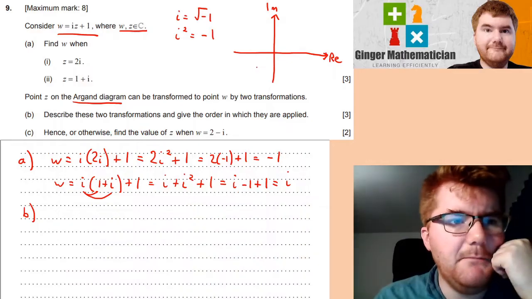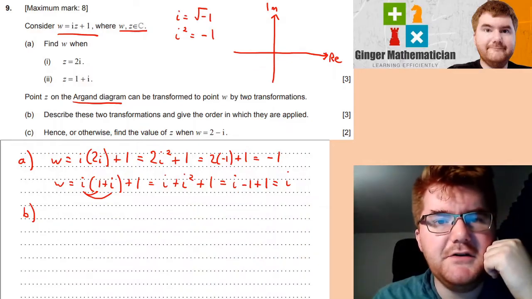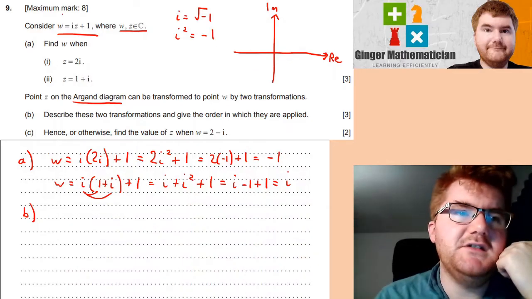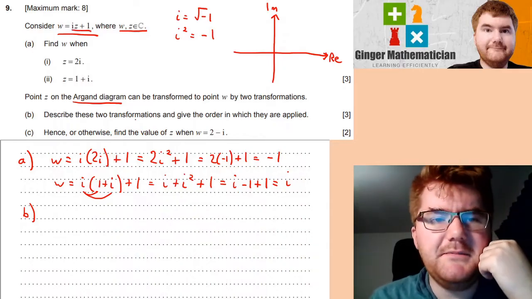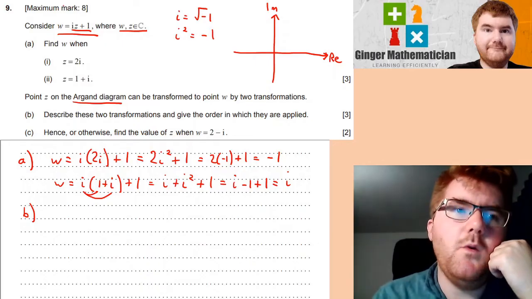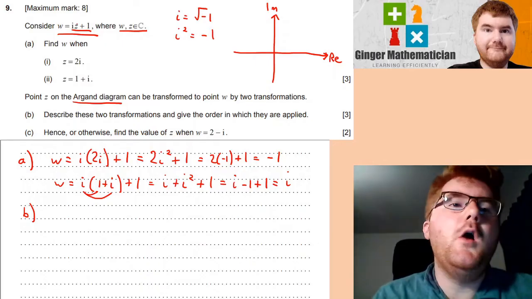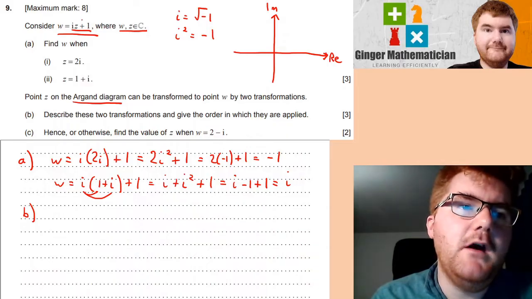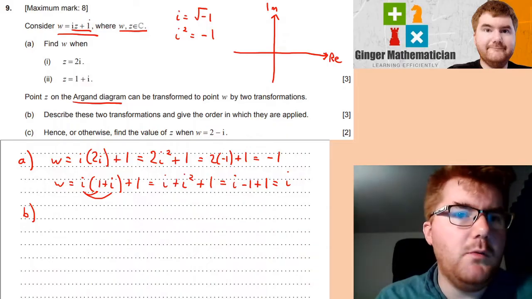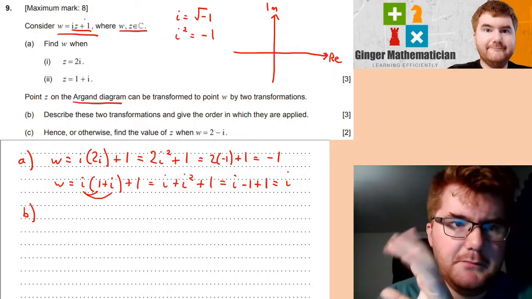And point z can be transformed to point w by 2 transformations. So notice w is equal to iz plus 1. And it wants us to describe the 2 transformations. So what effect does it have when you multiply z by i, and then what effect does it have when you add 1? And remember, we're working with an Argand diagram here, which is important.